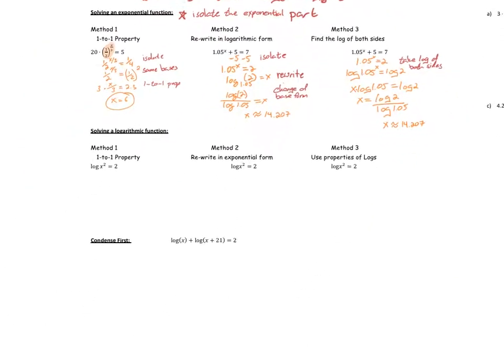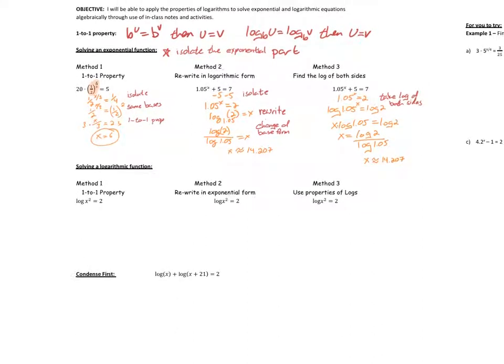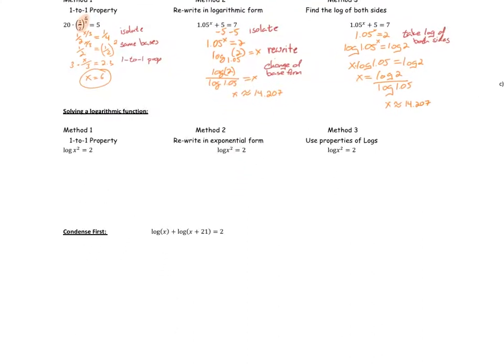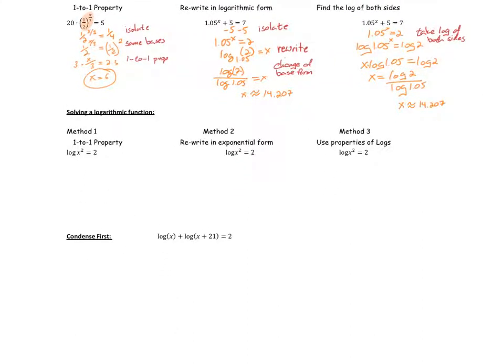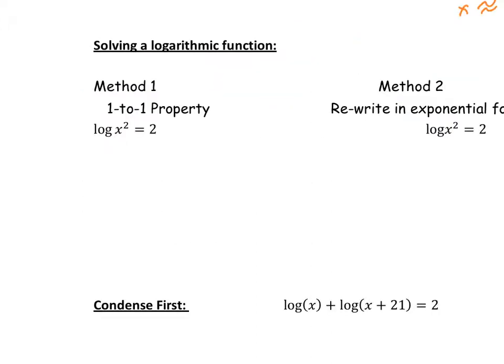All right, let's move on. So that was solving an exponential function. Now we're going to solve a logarithmic function. Okay, method 1, one-to-one properties. So again, in this case, I don't have to isolate. You will have situations where you do have to isolate. So if I were to have, let's say, this on here, I would actually have to subtract the 3 in order to solve this problem, but that's not what's going on here. So let's just go ahead and get to the one-to-one property.